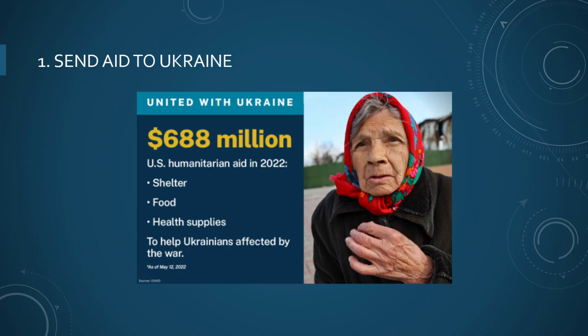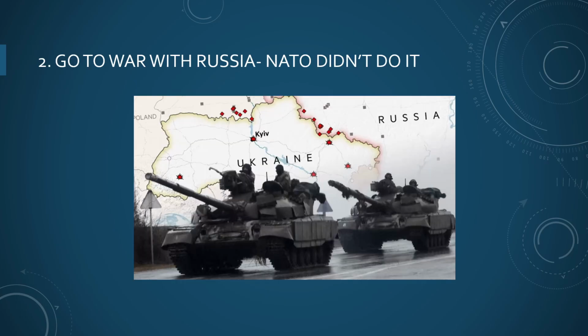So military and non-military aid have been sent to Ukraine. Billions at this point. This number is way too low. This is just as of May 12th, so the first couple of months of the war. So all sent to Ukraine, not really meant to end it, but meant to reduce suffering. Other option, go to war with Russia. NATO didn't do it. The United States didn't do it, which is part of NATO, obviously. So, as we discussed, it's mainly because Russia's a nuclear power.